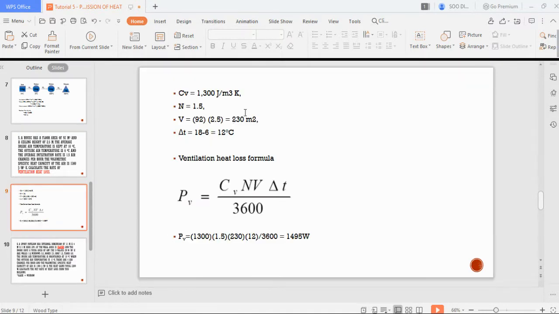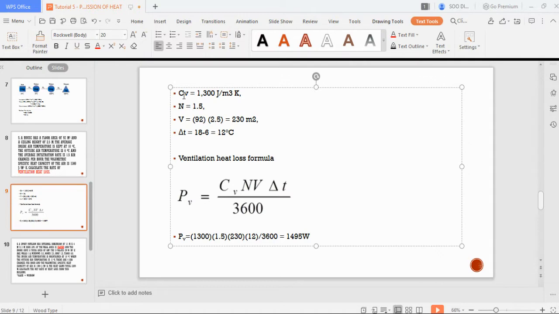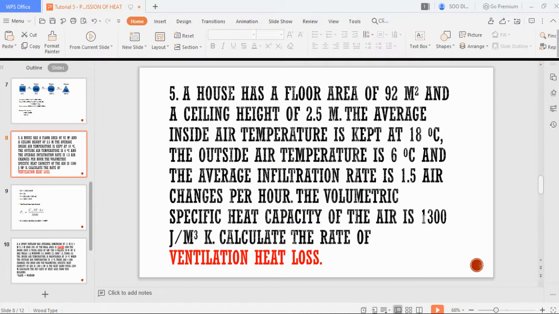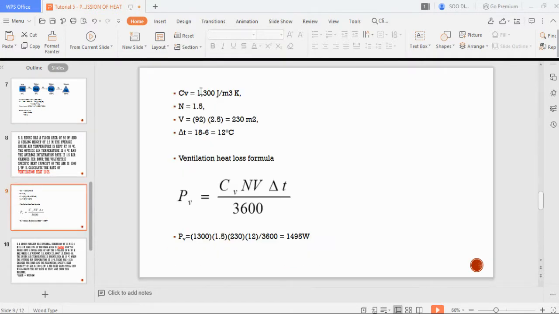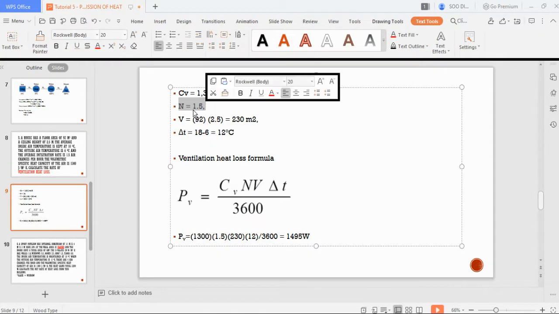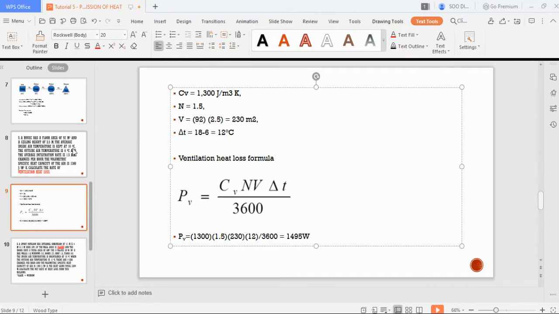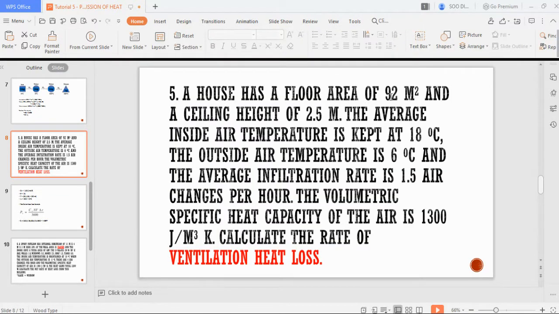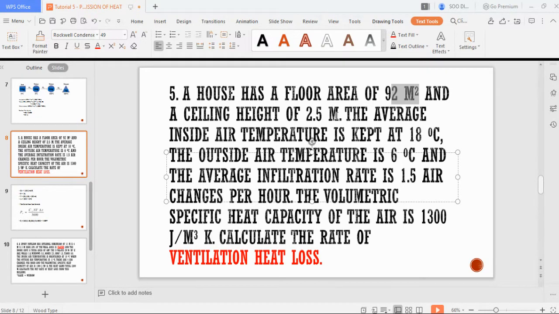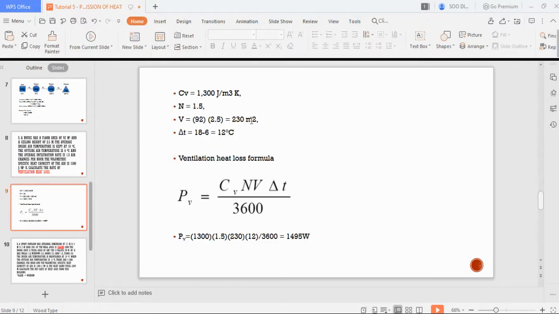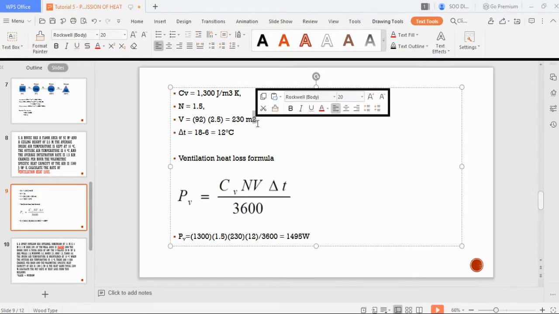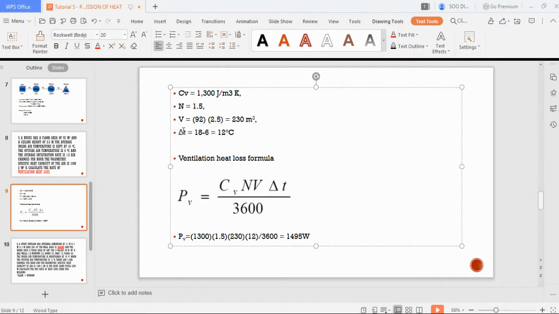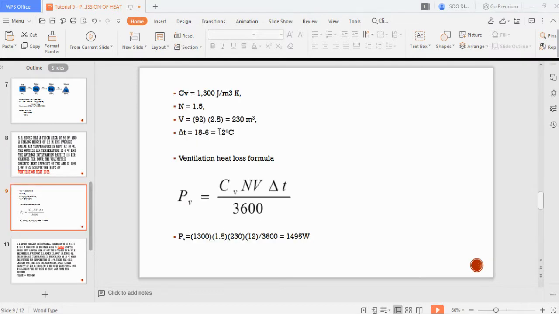So given all this value, which is your Cv, your specific heat capacity, 1300, and then N is your change of air, and V is your volume. So volume is 92 meter square and the ceiling height 2.5 meter. You multiply them together, you get it in meter cube. And then the temperature difference, which is 18 minus 6, which is 12 degrees.